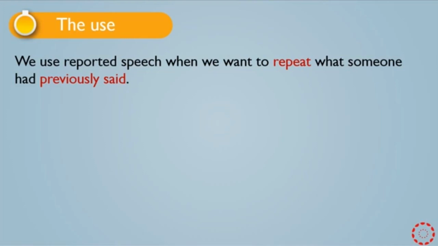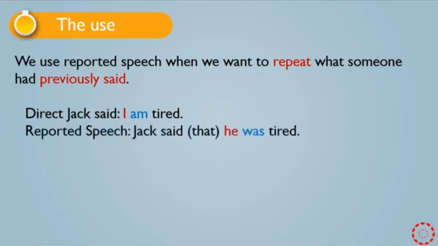So let's see. First of all, we have a simple example without any rules. I will just show you now. For example, this one is a direct speech, or we can say a direct statement. For example, Jack said, "I am tired." Somebody, name is Jack, said, "I am tired." Okay, now we will report this speech or this statement, also called indirect statement.